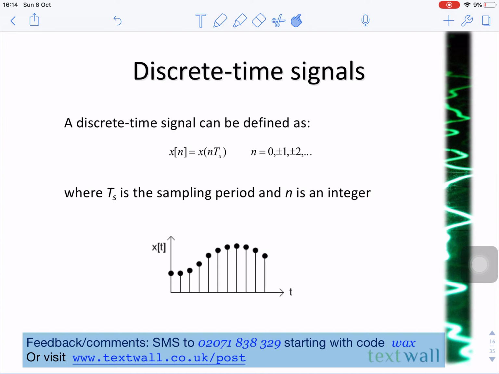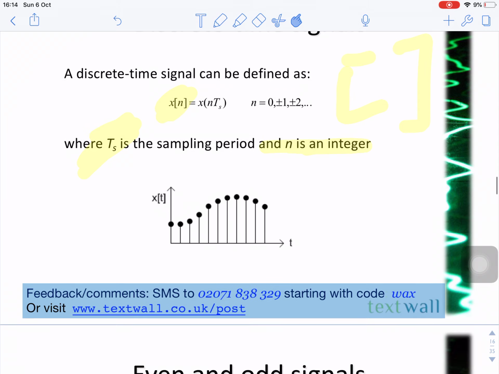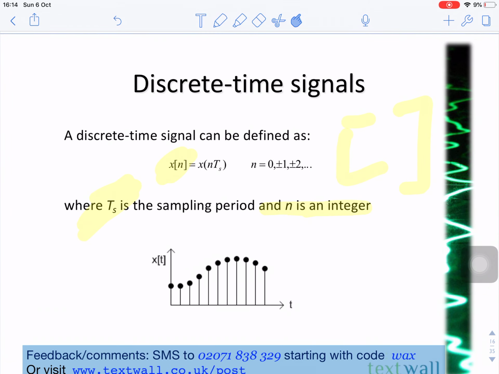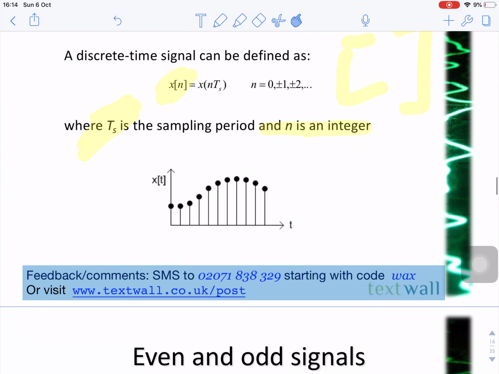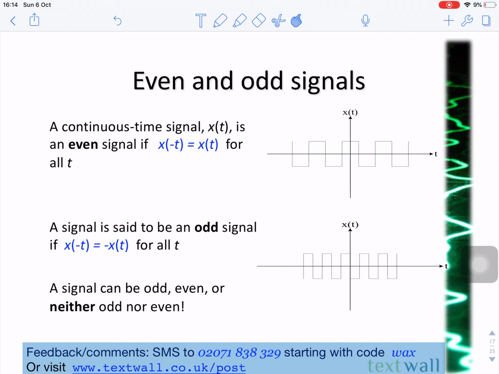The discrete time signal can be defined as x[n] = x(nTs). Ts is the sampling period, which is a very important concept, and n is an integer. It's worth noticing that we use square brackets to denote the discrete time signal. For symmetry: if x(-t) = x(t) for all t, then it is an even signal, and if x(-t) = -x(t), then it is an odd signal.